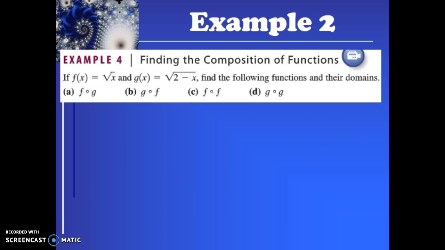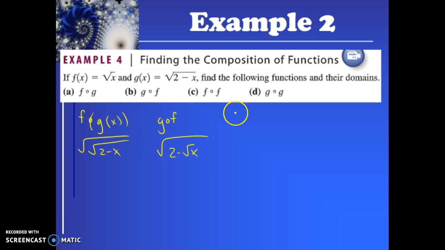Next example, we've got two different functions, and we're just asked to do a couple of different compositions. We're going to plug the g into the f. If you don't like this notation as much, and you prefer to actually read it as f parentheses g, you can always just sneak parentheses into the problem and make it look that way, if that's a little bit more comfortable. So we're going to plug the g into the f, square root of 2 minus x. Then we're going to plug the f into the g, which is square root into there.